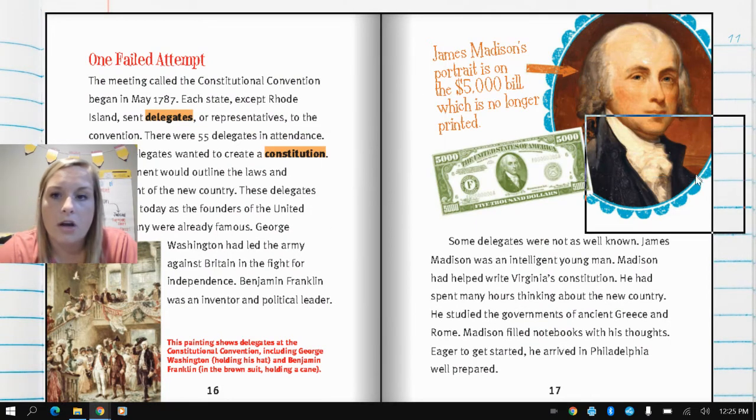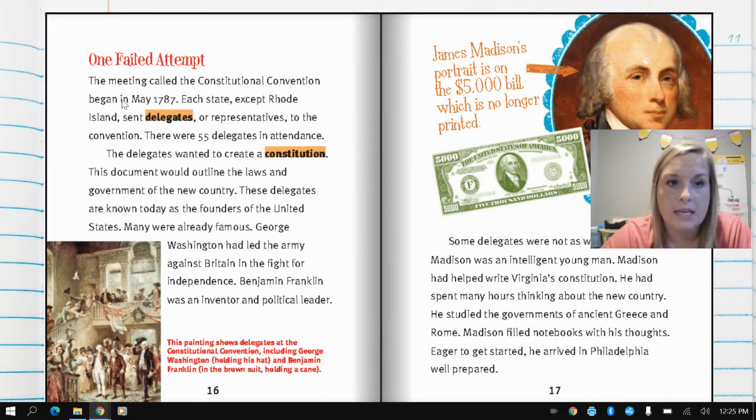The meeting called the Constitutional Convention began in May 1787. Each state, except Rhode Island, sent delegates or representatives to the convention. There were 55 delegates in attendance. The delegates wanted to create a constitution. This document would outline the laws and government of the new country. These delegates are known today as the founders of the United States.